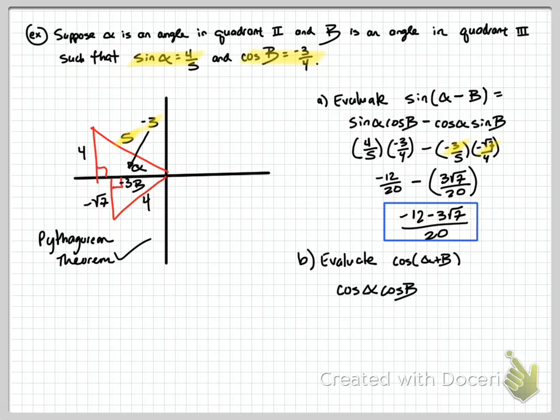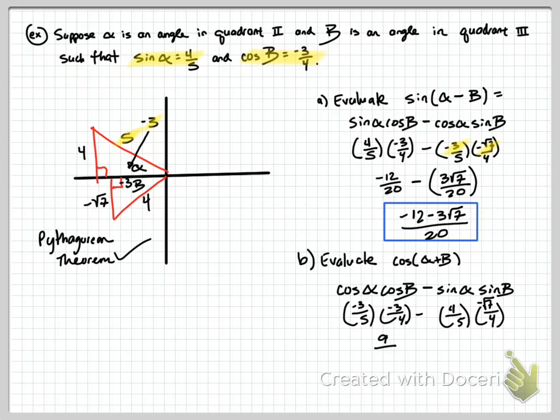Cosine alpha, cosine beta, so you can do well on your quiz. Cosine is the opposite sign, so instead of adding, we're subtracting sine of alpha, sine of beta. Same thing here, you're going to have 4 fractions. Go back to your triangles to figure these out. Setting it all up: cosine alpha, negative 3 over 5, cosine beta, negative 3 over 4, minus sine alpha, 4 over 5, and sine beta, negative rad 7 over 4.